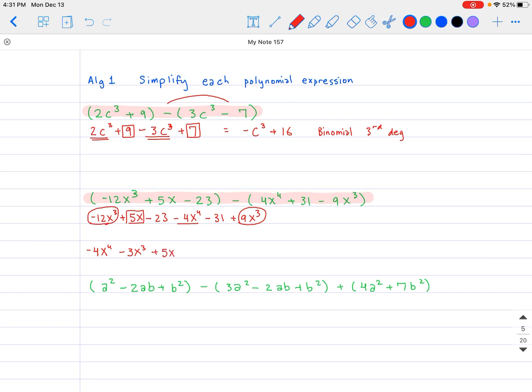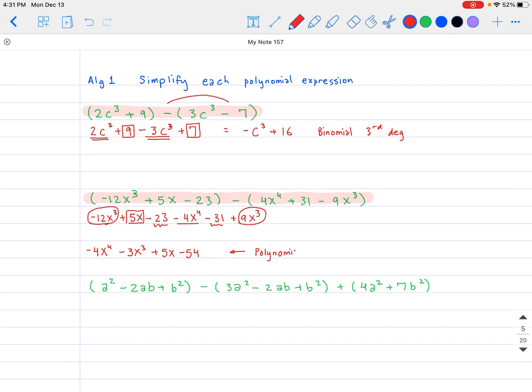And then the last part, you have finally the negative 23 and the negative 31. So if we add those together, that'll give us negative, looks like it's going to be 54. So looking at the category that we have over here, we'll just go ahead and call it a polynomial because there are 4 terms.